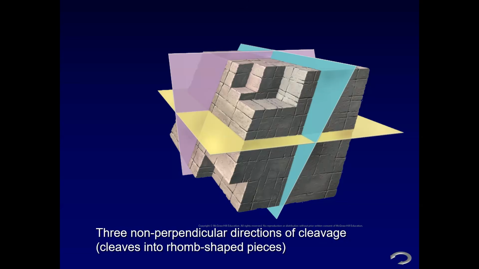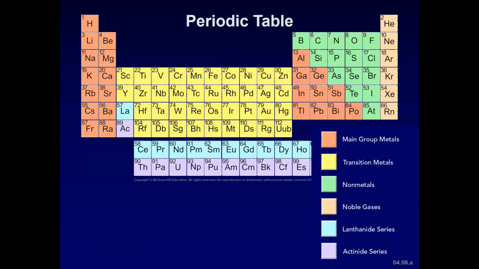This is Chapter 4, Earth Materials, Lecture 2. We left off with rock or mineral cleavage, actually, and we'll pick up with the periodic table.